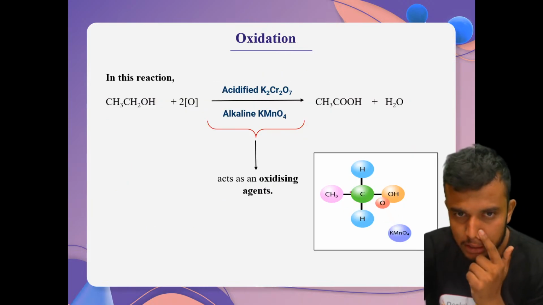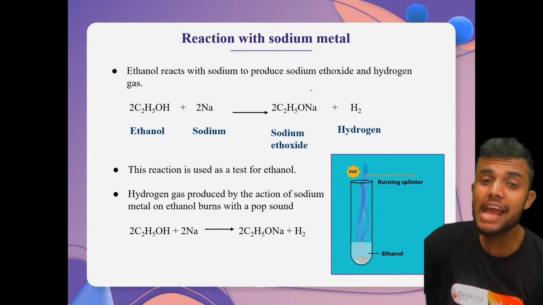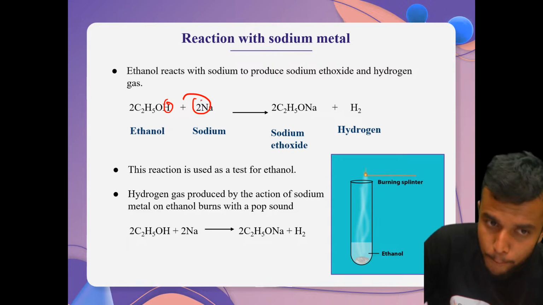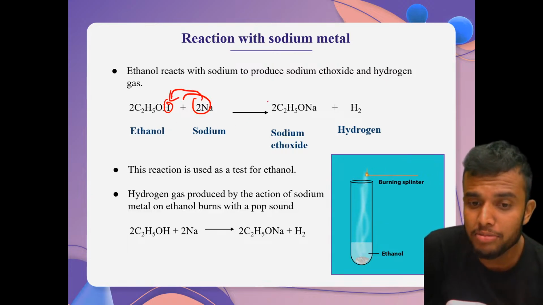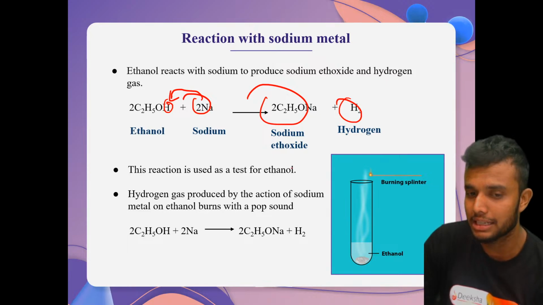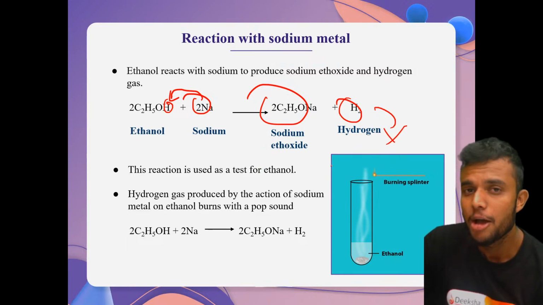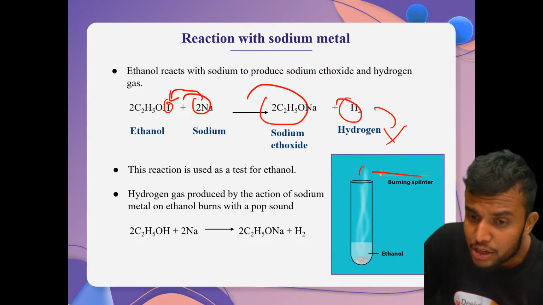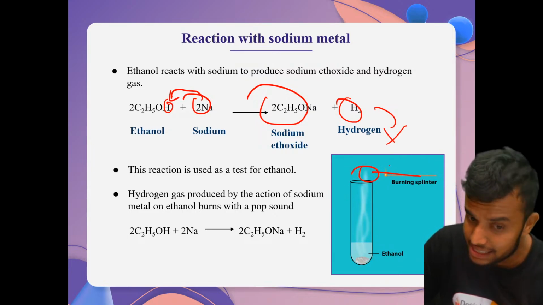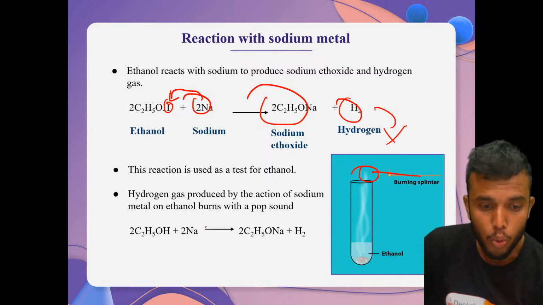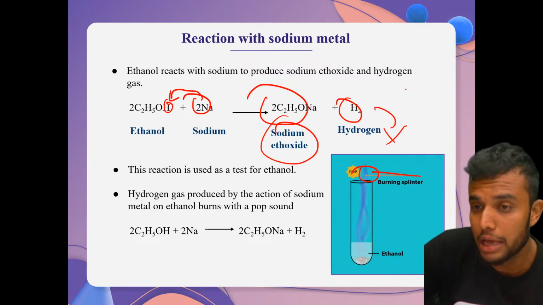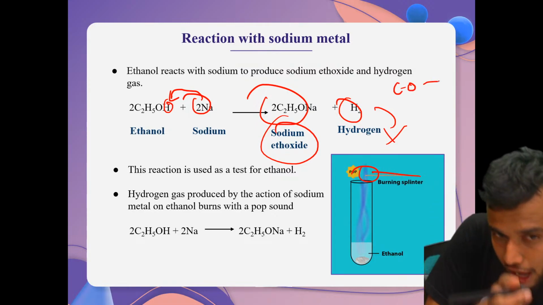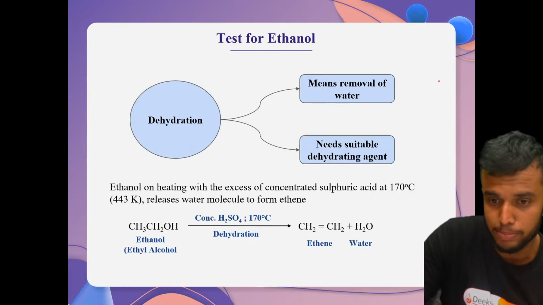Next, move on to the reaction with sodium. We already know that compared to hydrogen, metals are highly reactive. Hydrogen is replaced by sodium, forming sodium ethoxide with the release of hydrogen gas. How do we test hydrogen gas, my dear students? By the pop sound. Simply take a burning splinter near the gas released, and it gives a pop sound. Sodium ethoxide is formed. This is a test for the presence of ethanol.